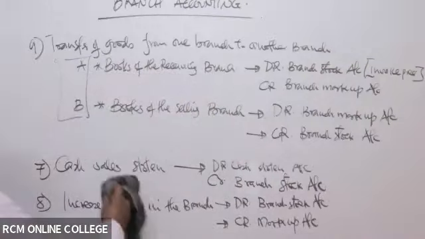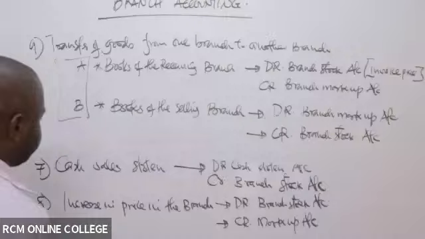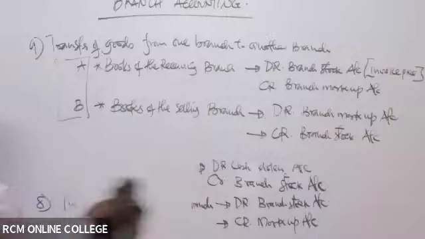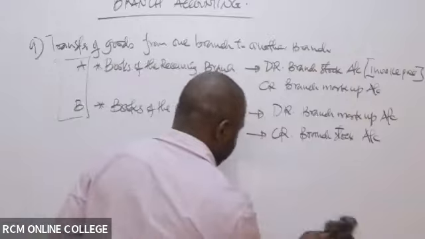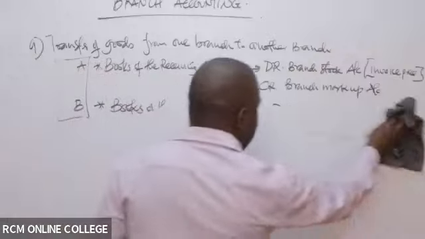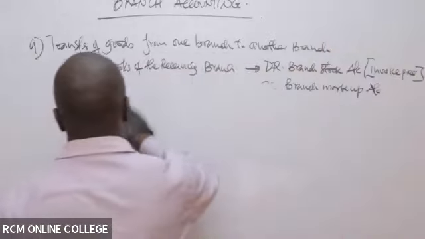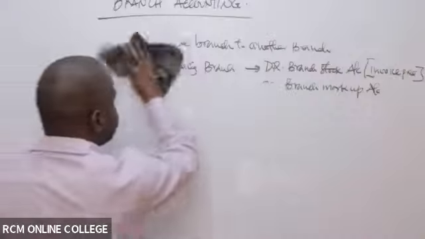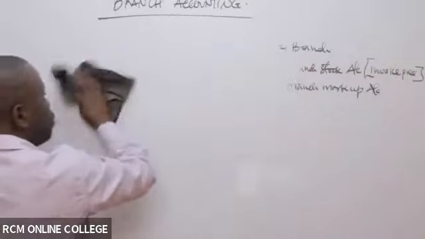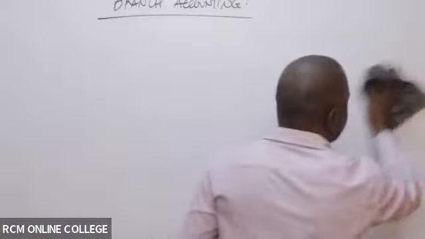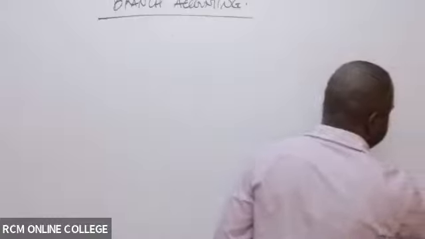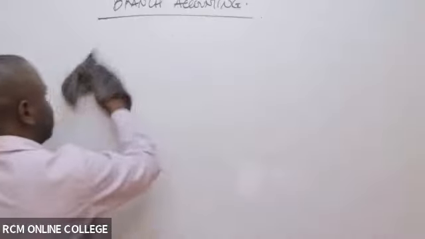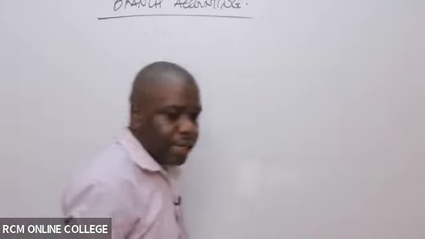So now we can look at an illustration. In this case, we see how you can create these ledger accounts, how you'll pass the entries, and eventually how you can generate an income statement for a branch. So you'll be able to write an illustration.